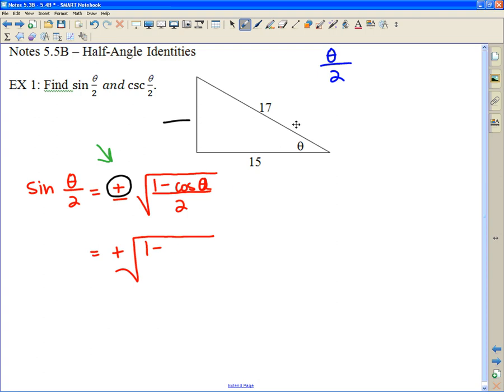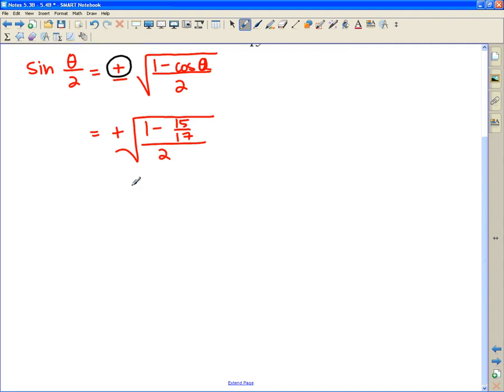The cosine of theta. Well, the cosine of theta is adjacent over hypotenuse. In our case, adjacent to theta is 15, hypotenuse is 17. So 1 minus 15 divided by 17, all divided by 2. This is where your order of operation skills and your simplifying skills come into play. We need to simplify this down as much as possible. Before I start doing anything, I need this to come together, so I'm going to use a common denominator. This is really 1 over 1, so I'm seeing it as 17 over 17.